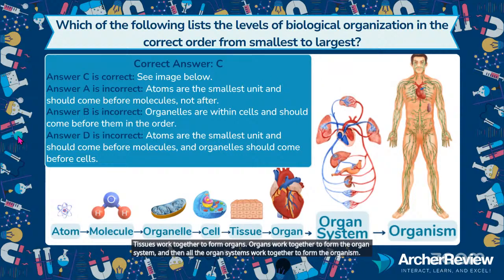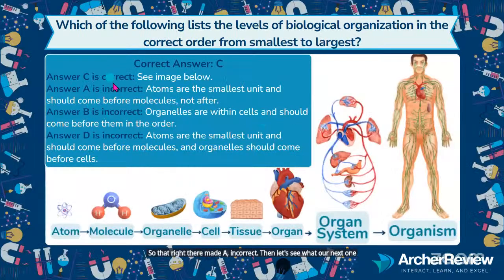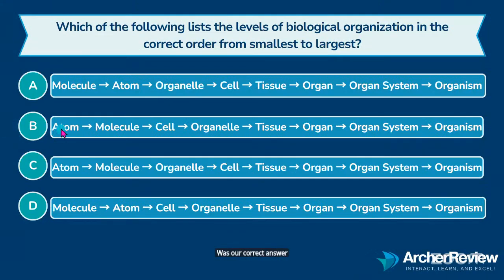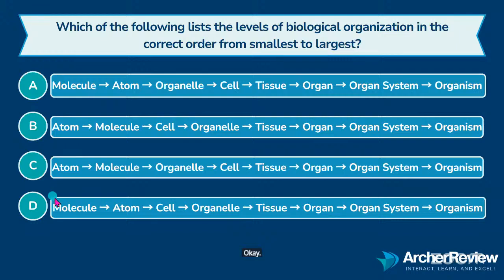Okay. So what was wrong with the other answers? Well, atom is smaller than molecule. So that right there made A incorrect. Then let's see what our next one was. C was our correct answer. So B, atom, molecule, cell, organelles are inside cells. One of the ways that you can kind of remember that is we know organs are inside our bodies. So organelles are like little tiny organs inside the cell. Okay. And then D, right out of the gate, we see also that atom is smaller than molecule, organelle is smaller than cell, and so that made that one incorrect as well.